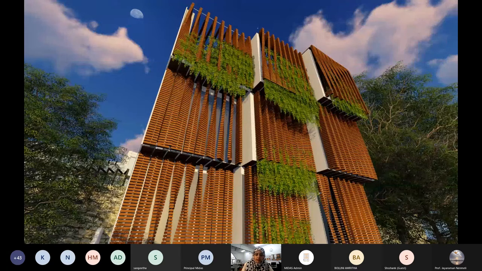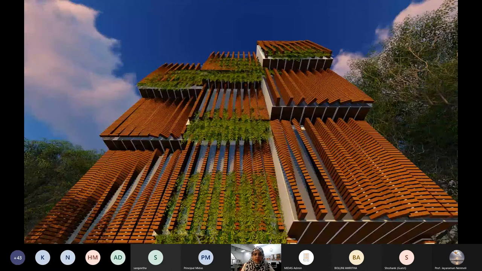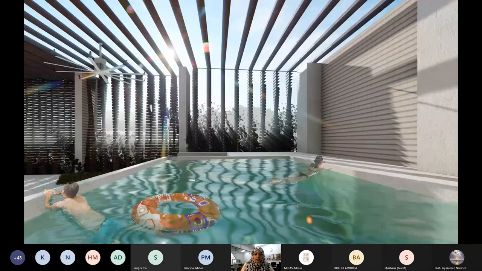So this is how it looks from outside. And in the middle, you have all these green spaces in the center and also on top. So these are the overhangs at every level. And this is the top floor.